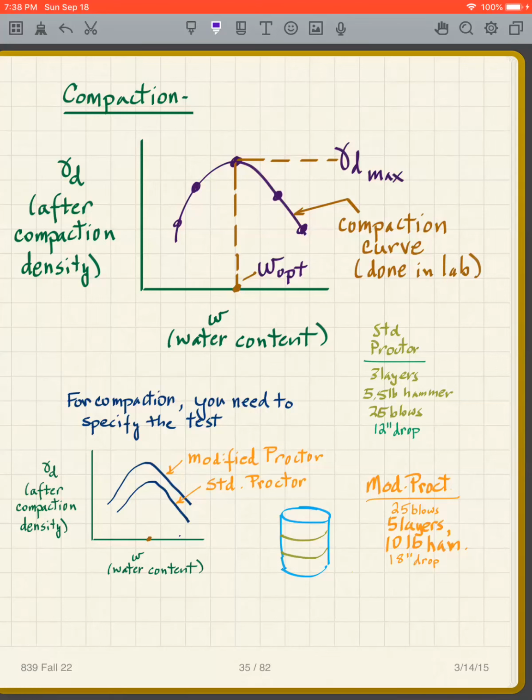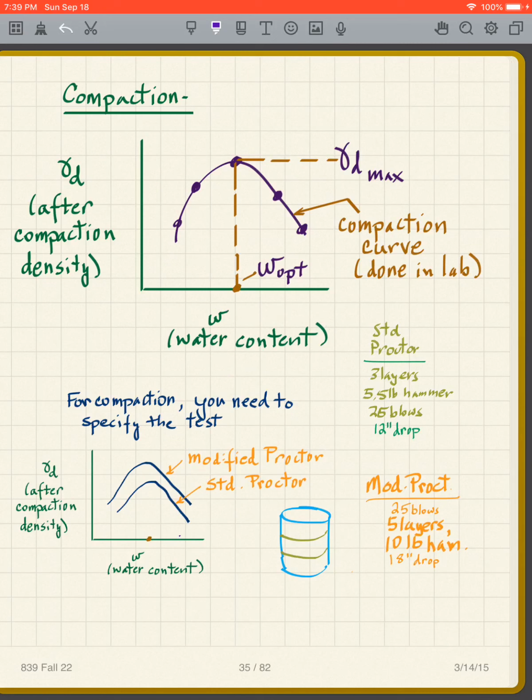All right, I want to talk about compaction in a little more detail than what we covered in soil mechanics, but let's look at the compaction curve. The end result of our compaction tests is the compaction curve, which is this. What are the axes? Gamma D, after compaction density. In other words, it's the density after we've compacted the soil in the lab.